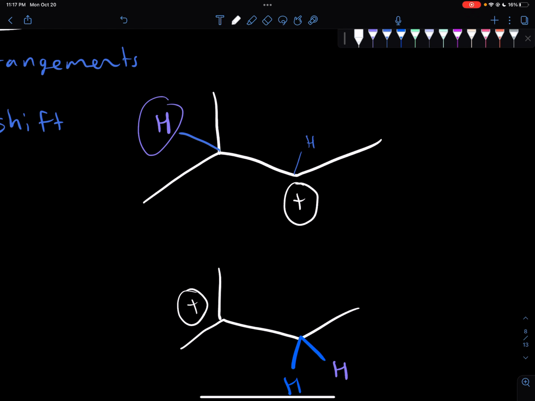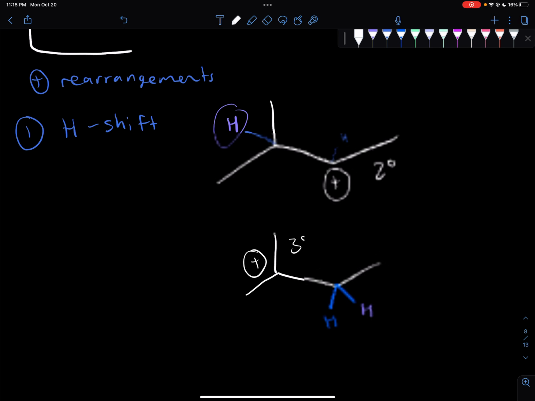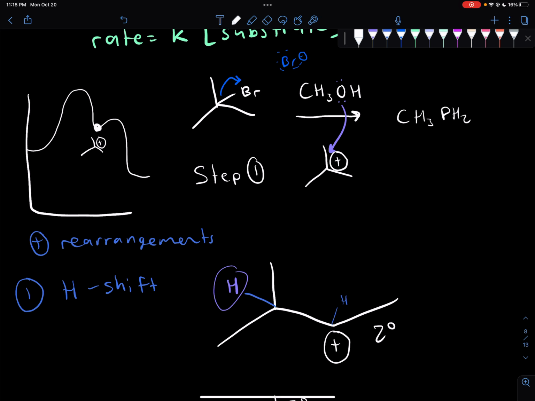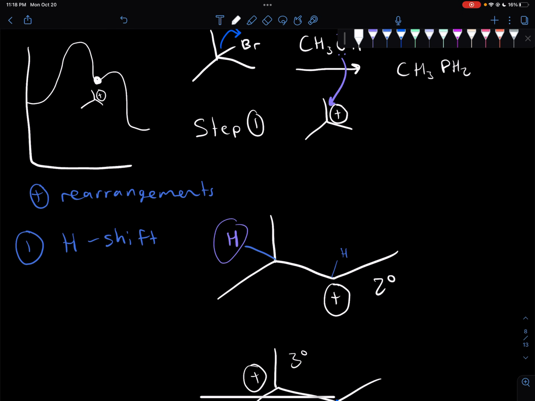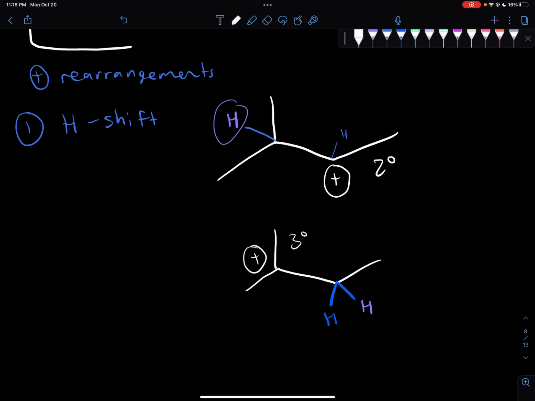Now why does this occur? Look, this was secondary and now it's tertiary. As I mentioned before, in the rate determining step, you want the most stable intermediate. So if you can make yourself better than what you originally were, that's good. So tertiary is better than secondary. So this will occur.